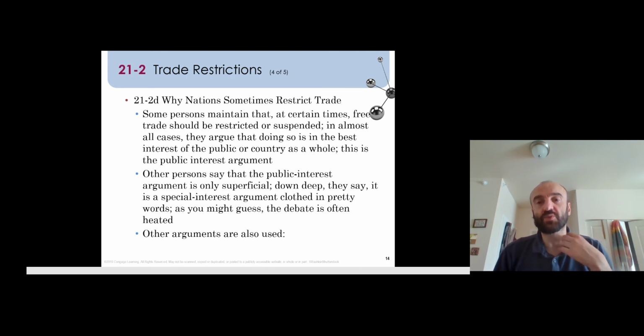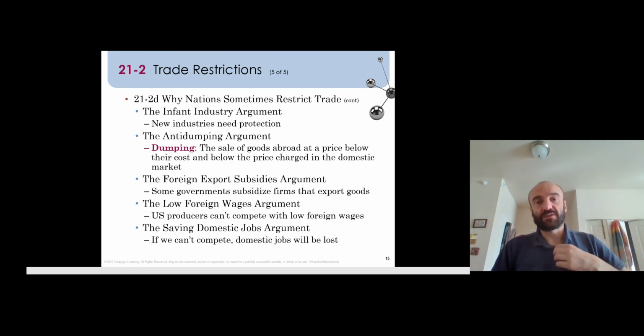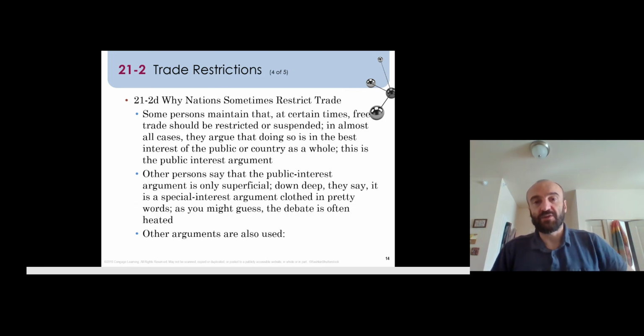So these are the reasons why countries restrict industries. There are different kinds of arguments: protecting domestic jobs, protecting national security. Very often, it's just special interest pleading and lobbying by the firms who want to be protected.